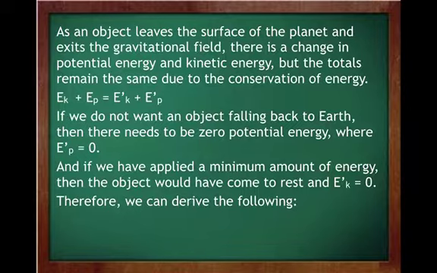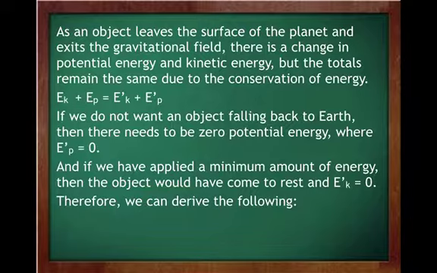So as your object is leaving the surface of the planet and exits the gravitational field, there's obviously a change in the gravitational potential energy and in its kinetic energy. Generally, its gravitational potential energy is going to become closer to zero. It's increasing, but becoming less negative, closer to zero. And its kinetic energy would also be slowing down, so it would also be coming to zero as well.